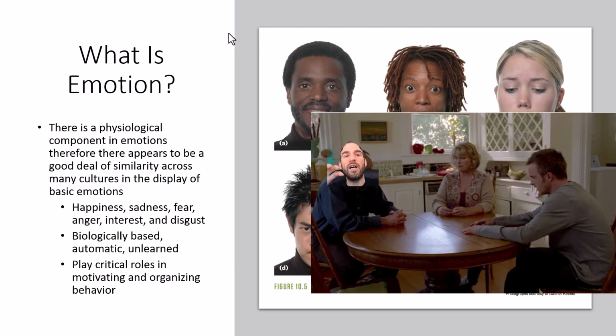Some of those universal emotions are often called basic emotions. There are different terms, but you can just think of them as basic emotions or universal emotions. Those include happiness, sadness, fear, anger, interest, and disgust. Biologically based, they're automatic and unlearned. They play critical roles in motivating and organizing behavior. So these are some of the universal emotions, and you can think about them evolutionarily speaking.